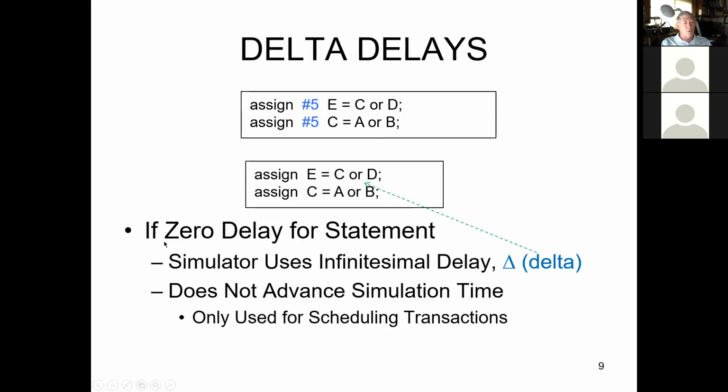So if a statement has 0 delay, it still gets this infinitesimal delta delay, but it doesn't advance the actual simulation time. So if you're stuck at, say, 1 nanosecond, a delta delay added to 1 nanosecond is still 1 nanosecond. But it's used to schedule things because they do have to be scheduled in some order, and so they use this order spaced out by delta delays within a particular simulation moment.